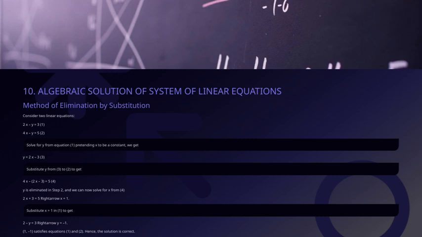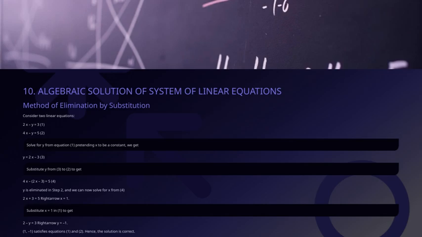Equation 4 is 4x minus 2x minus 3 equals 5. By substituting y from equation 3, y equals 2x minus 3, we connect the two equations. To solve for y from equation 1, treating x as a constant, we look at 4x minus y equals 5, which is equation 2. And similarly, 2x minus y equals 3 is equation 1.